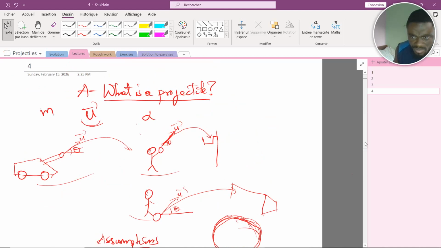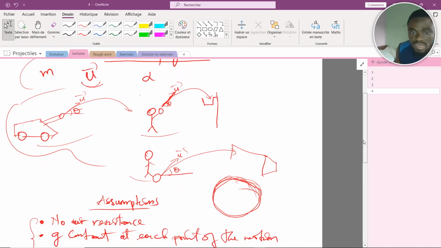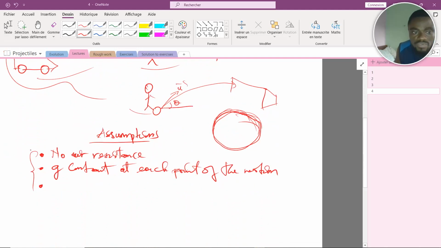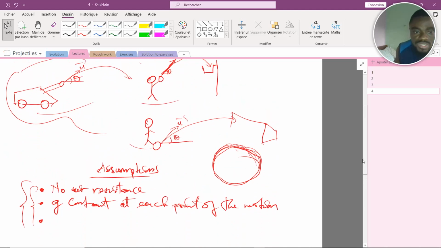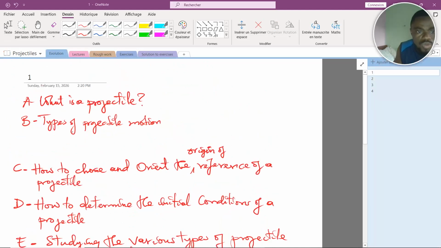So in this video, we basically saw what is a projectile. I gave you three examples of projectile motion, and I also gave you three assumptions that are usually made when we study a projectile. So in the next video, we are going to see the different types of projectile motion.